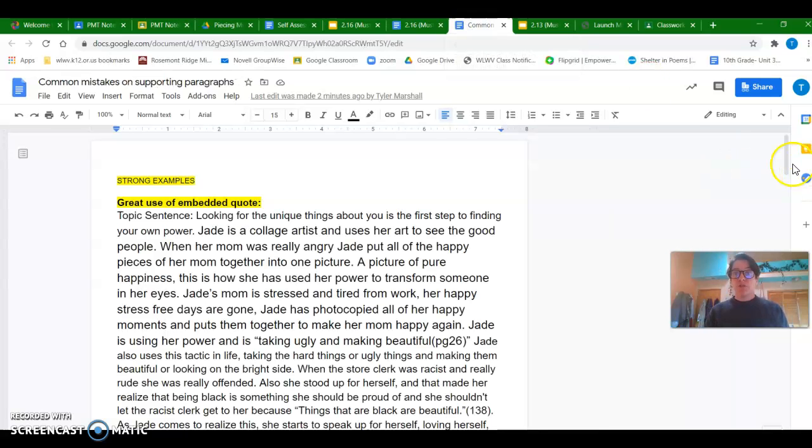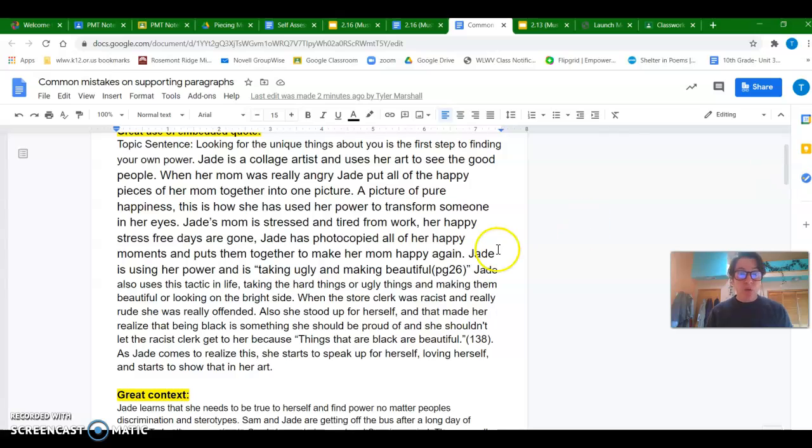So first off, a lot of people asked about the embedded quote. So I wanted to show you this really great example right here. Jade is using her power and is taking ugly and making beautiful. So an embedded quote is when within a sentence, you kind of flow into the evidence. So this paragraph is beautifully constructed and just has these 2 very short quotes, but they're both embedded in sentences. So it really flows and the author's voice can really come through really strongly as they share their thinking. So this is what an embedded quote is.